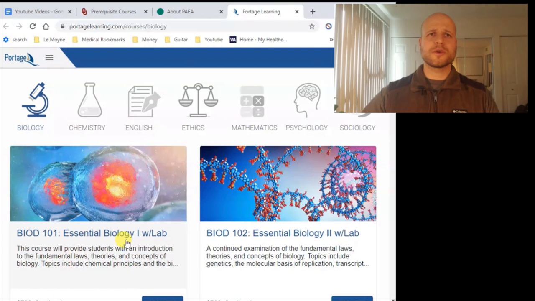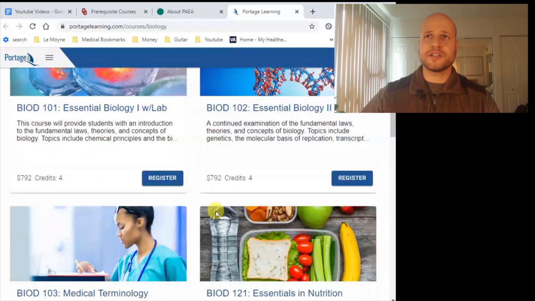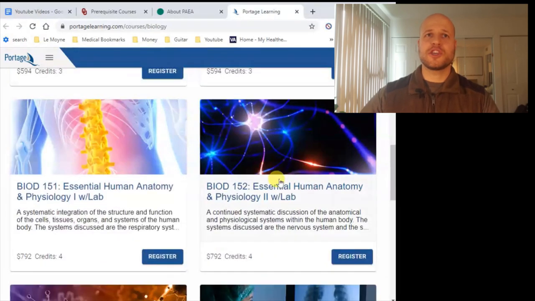So real quick, let's take a look. So we have Biology 1, we have Biology 2, both of them with lab. We have Medical Terminology, Nutrition, Human Anatomy 1 and 2. I definitely took these online. Even though I took them in college, by the time I applied to PA school, it was so long ago that I had to retake them. So here they are, Human Anatomy and Physiology 1 and 2.